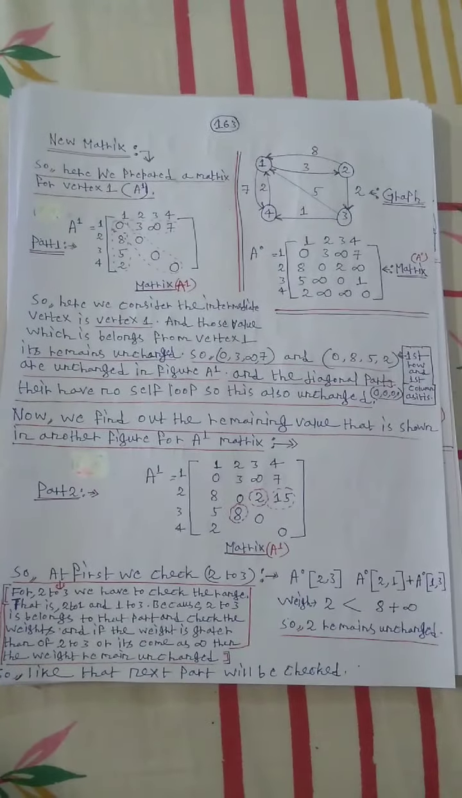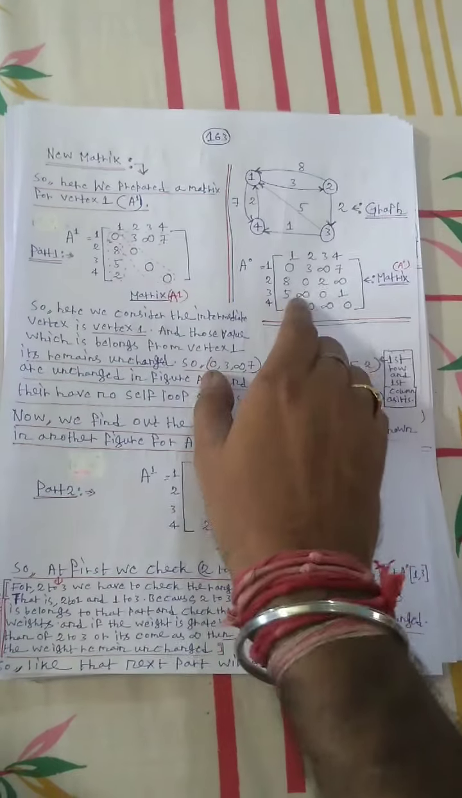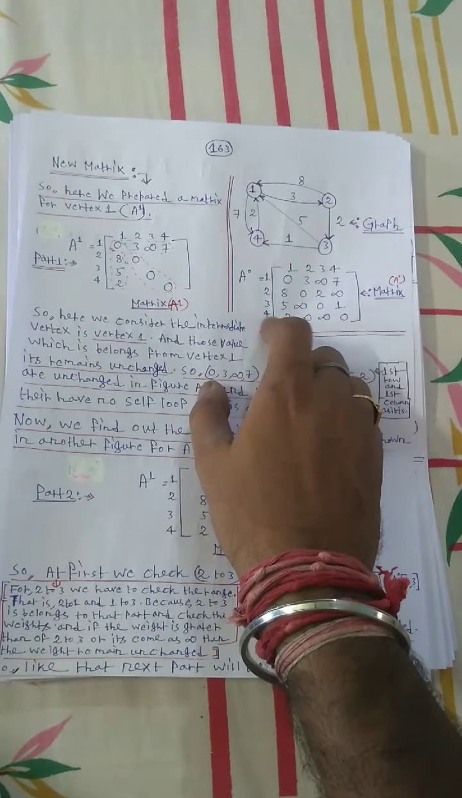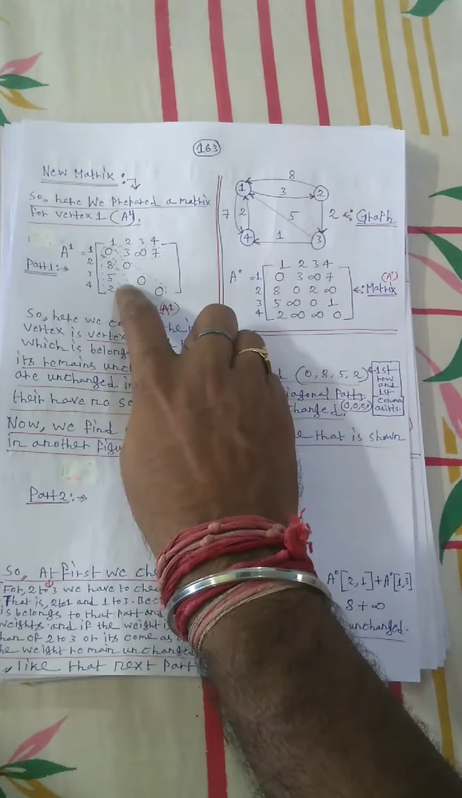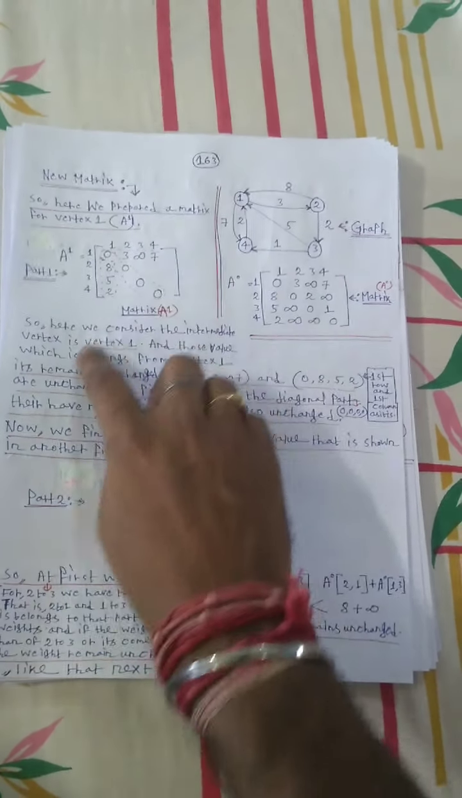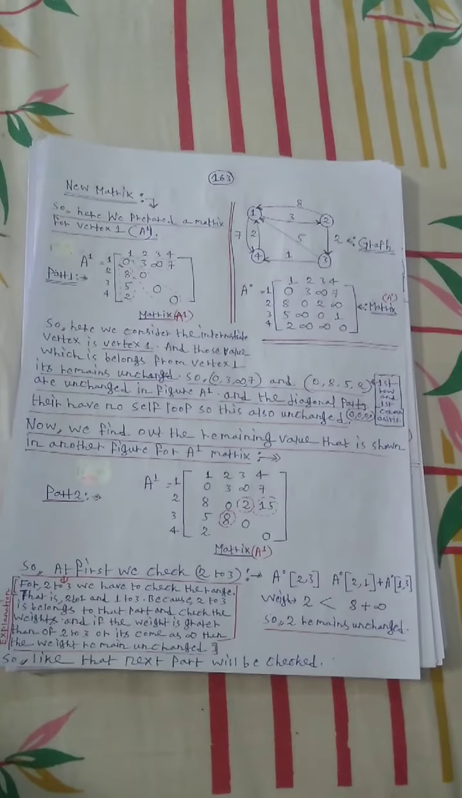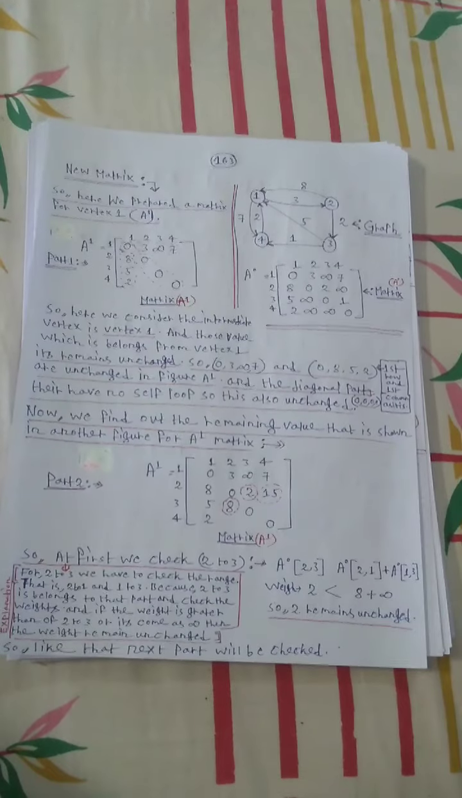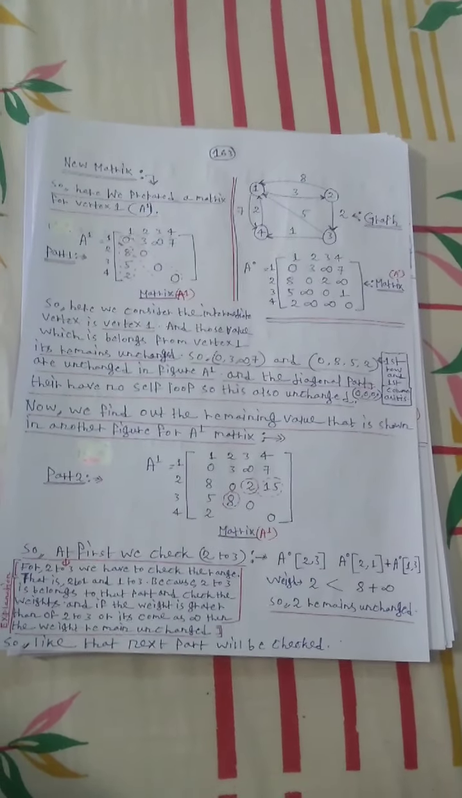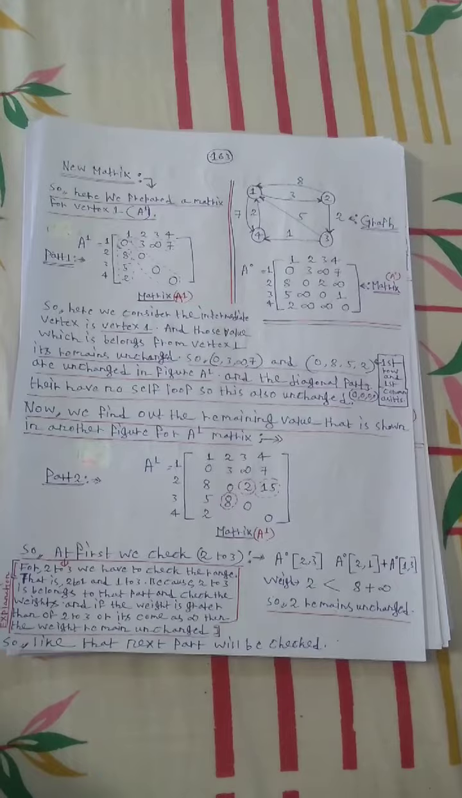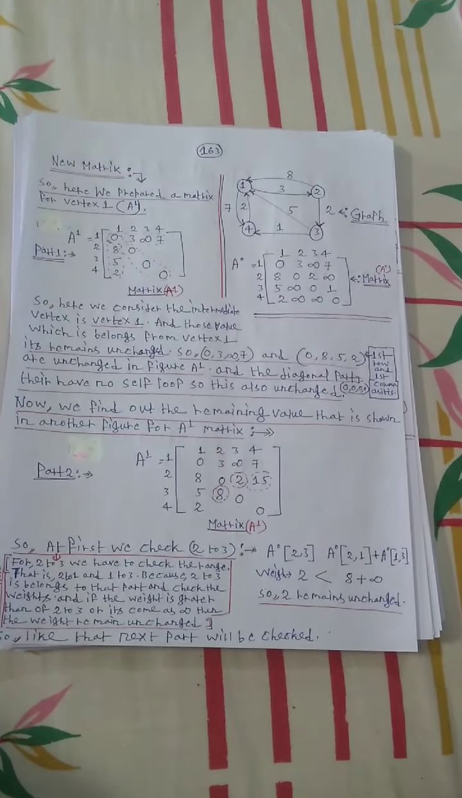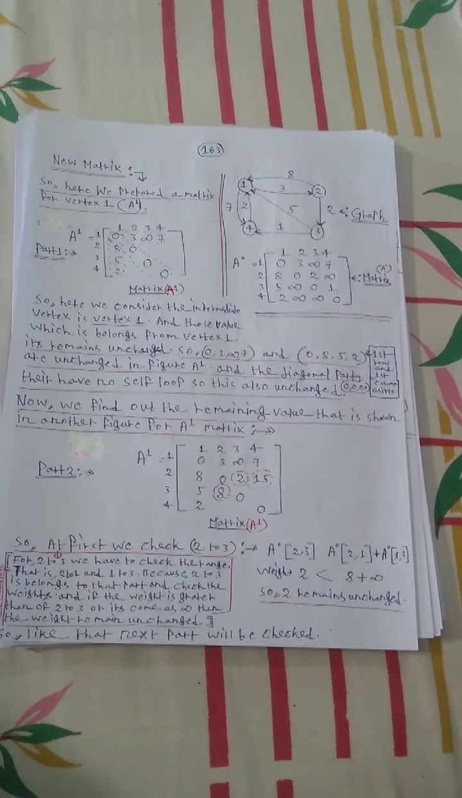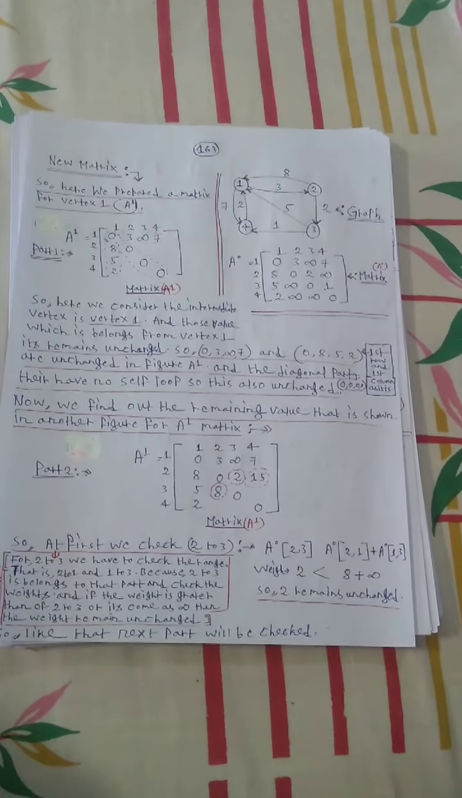So new matrix. Here we prepared a new matrix, and all entries are taken as infinity. We considered the intermediate vertex as vertex 1, and the values belonging to vertex 1 remain unchanged. So 0, 3, infinity and 7, and 0, 8, 5, 2, that is the first row and first column, remain as they are, unchanged in figure A1.